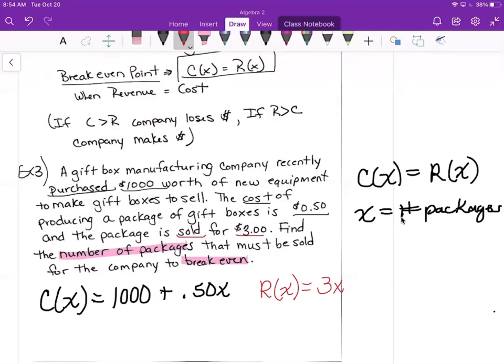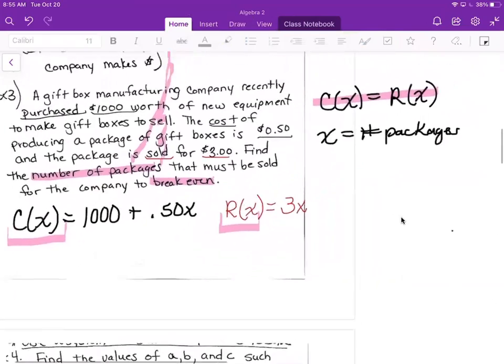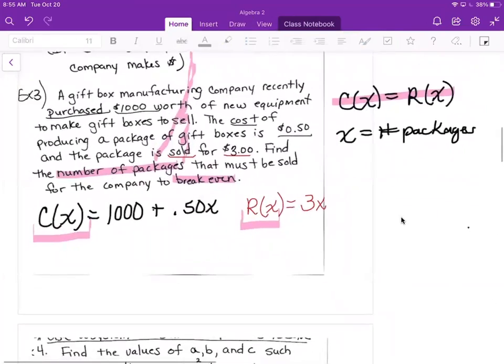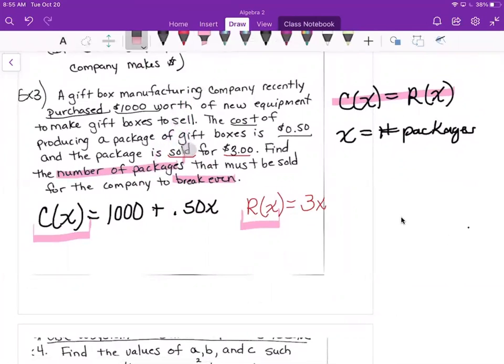Find the number of packages that must be sold for the company to break even. All right, to find their break-even point, we can set the cost function equal to the revenue function. So essentially, we just drop that, and we drop that, and we set the two equations equal to each other. Sometimes it won't let me move up. Here we go. All right, so let's go ahead and set them equal to each other. We're going to have 1,000 plus 0.50x equals 3x.